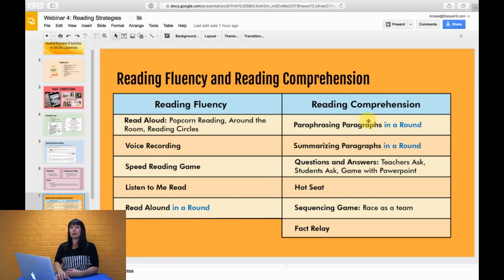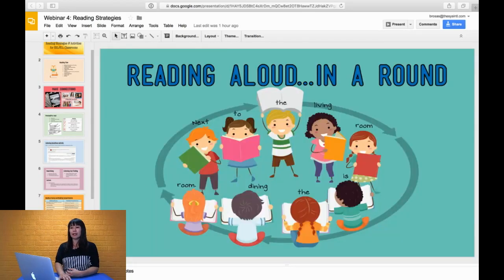So when you do paraphrasing in a round, you would have the first person start. They could then decide to stop wherever they want and the next person will go. What I like to do is to make it even harder later on. The first person will go and I'll say stop. The next person needs to continue. Now keep in mind their paraphrases are all different. So they need to know the content very well to pick up where that last student left off.